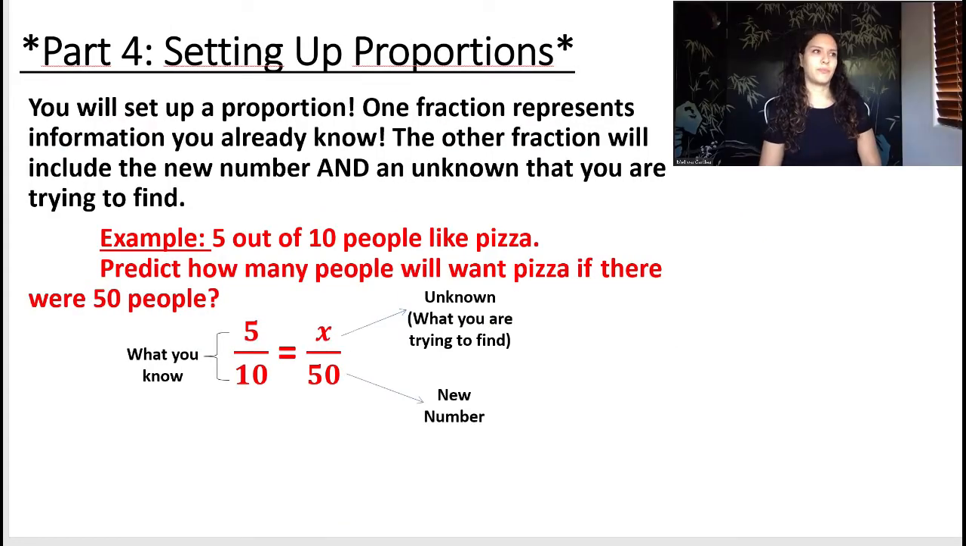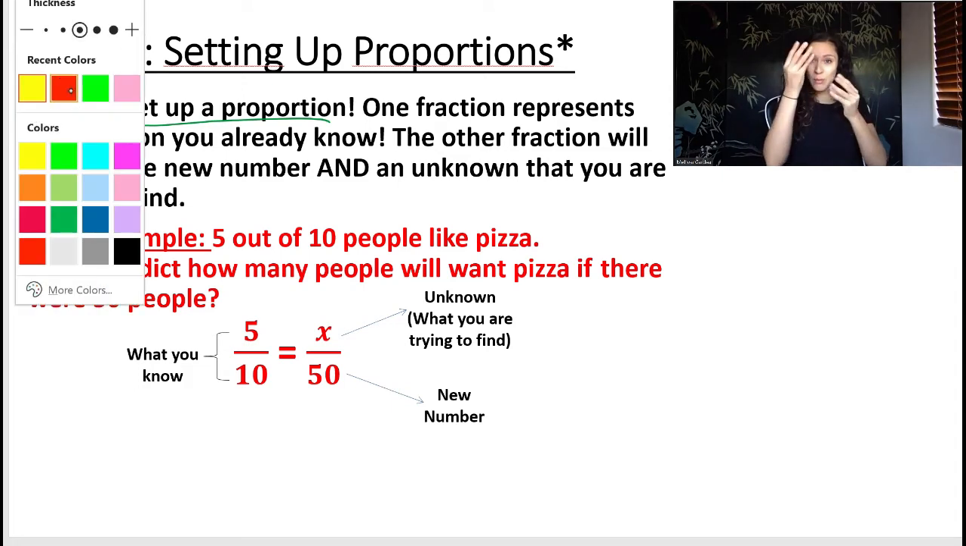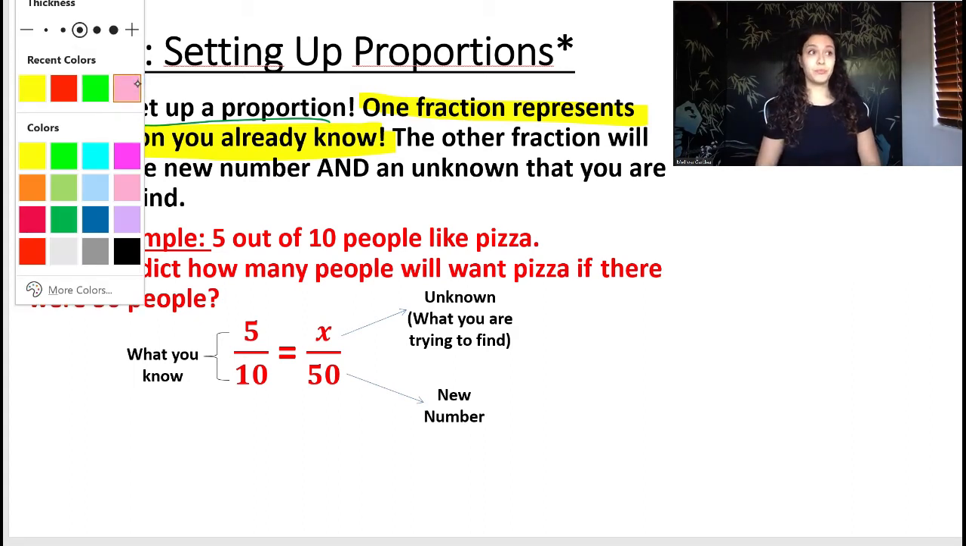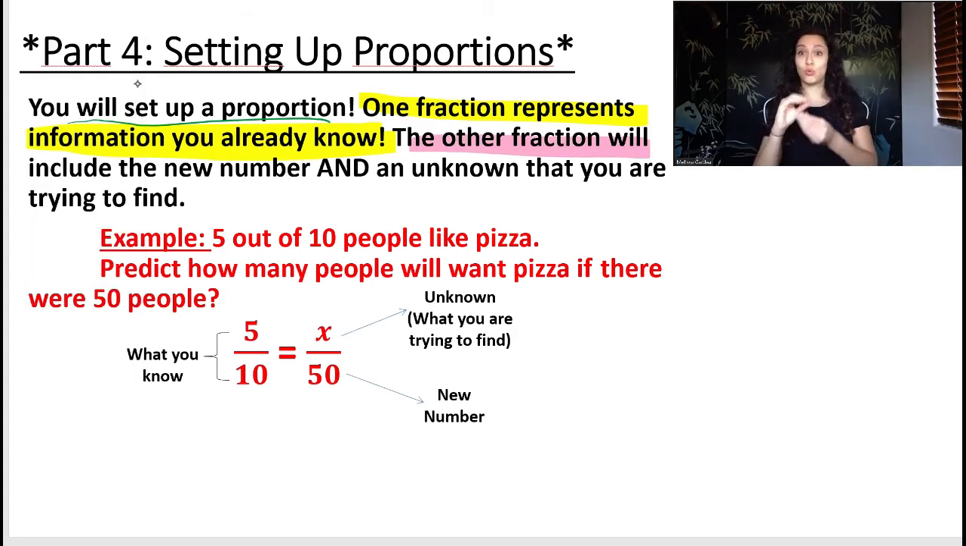In order to do that, we'll need to set up a proportion. One fraction represents what you already know, the information you already know. The other one will include the new number and an unknown that you are trying to find.